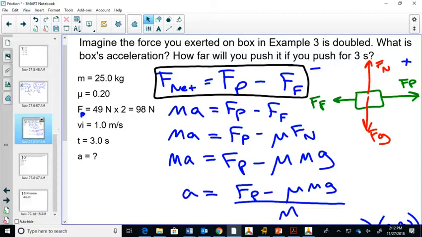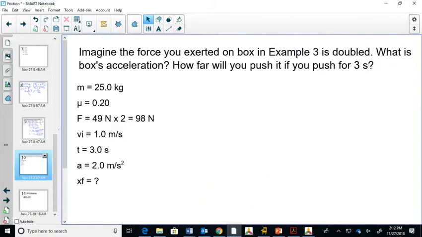We cool here, guys? All right. So our acceleration is 2.0. Are you comfortable when they ask you how far will you push it if you push for 3 seconds? They want distance, right? They want displacement.